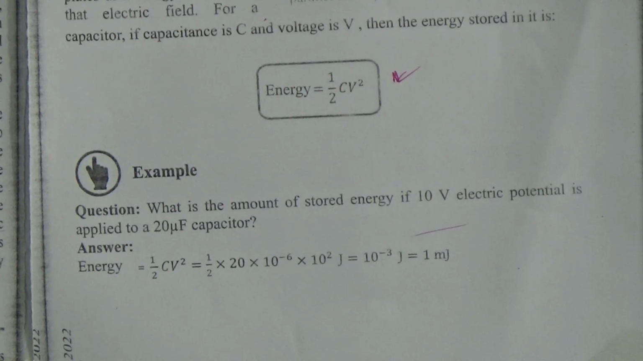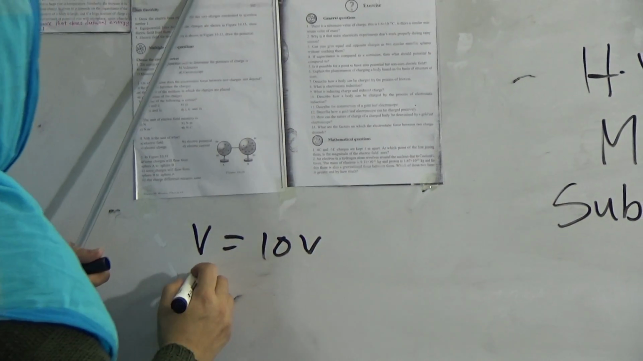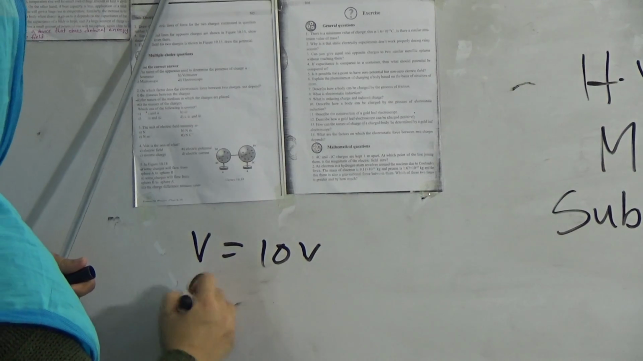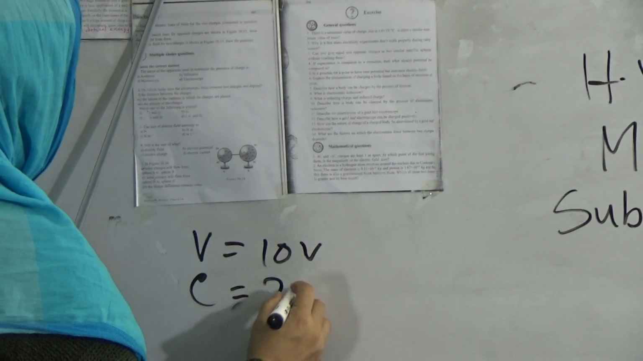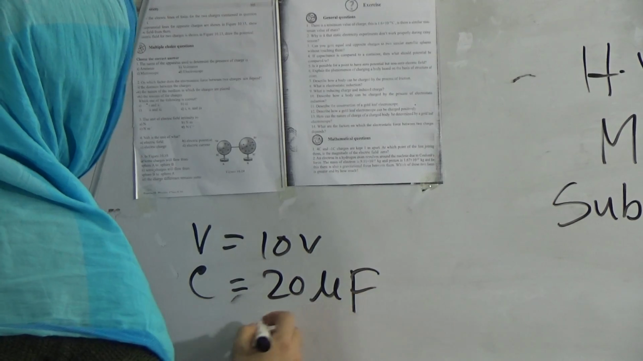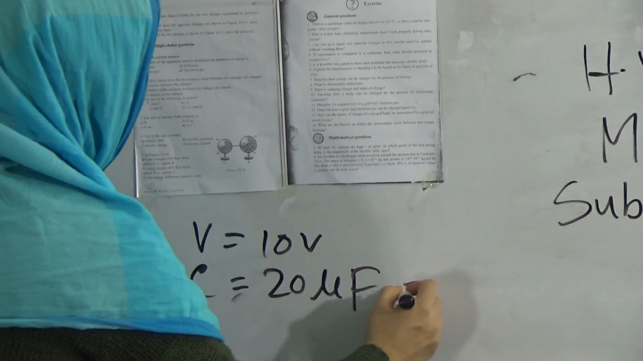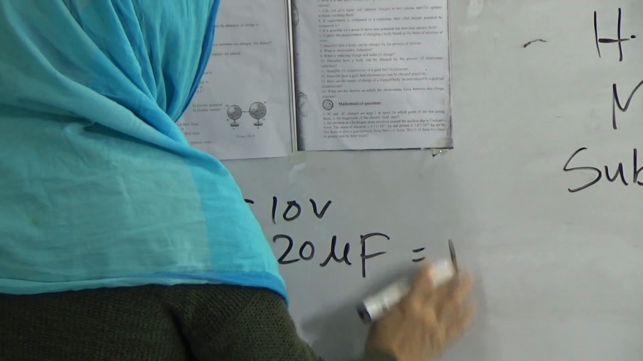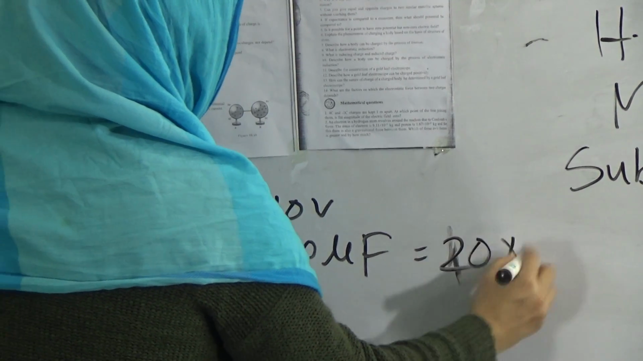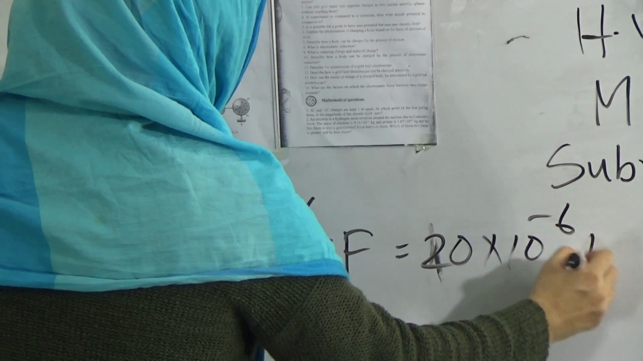My dear students, now I will show you this calculation. Here the electric potential is given, that is V equals 10 volt, and the capacitance is C equals 20 microfarad. We have to convert this microfarad into farad, that means 20 into 10 to the power minus 6 farad.